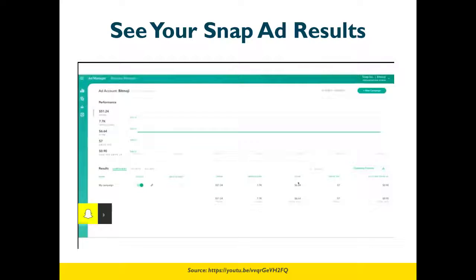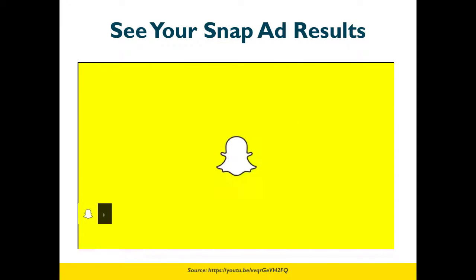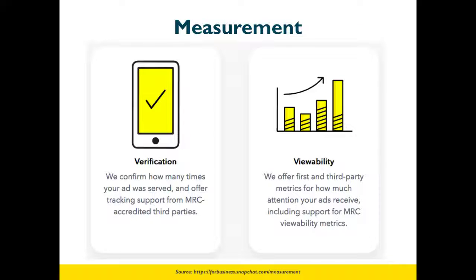Click on a campaign or ad set to chart its progress. This will narrow the view accordingly. Click here to download your results. That gives you a good brief overview of how the analytics features work in Snapchat. But let's talk a little bit more about measurement.